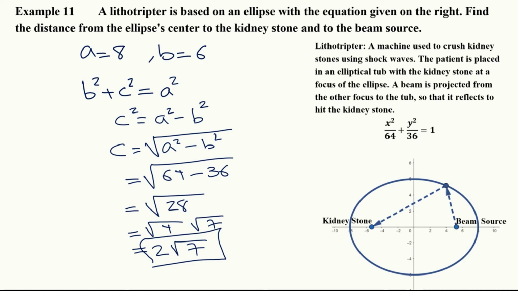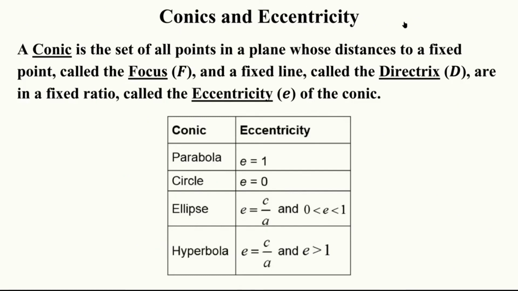So there you are. The last topic we're going to look at today is that of the eccentricity of a conic section. One of the ways we can define a conic section is using this quantity called the eccentricity. A conic is the set of all points in a plane whose distances to a fixed point called the focus and a fixed line called the directrix are in a fixed ratio called the eccentricity, and we use the letter e, lowercase e, of the conic.